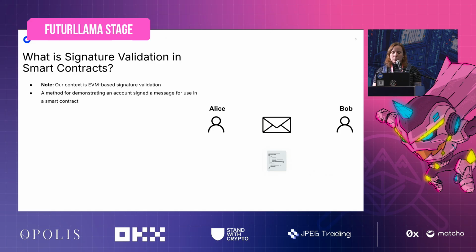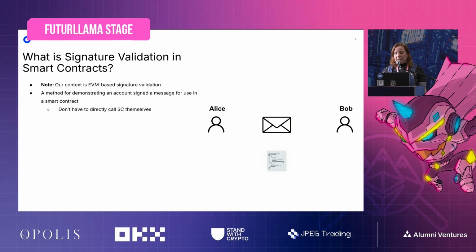So let's start with just what is signature validation? What does it look like in smart contracts? And to give us context, we are mainly focusing on EVM-based signature validation. Signature validation is the process of having a method for saying I sign off on an action without having to ever interact with the smart contract, and then somebody else can use that signature.